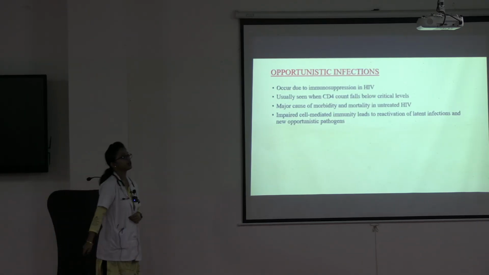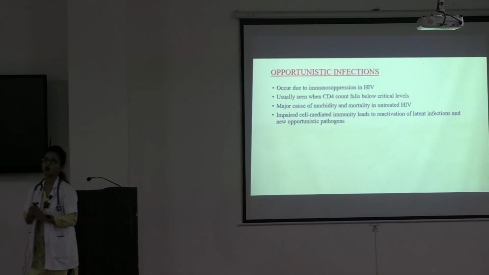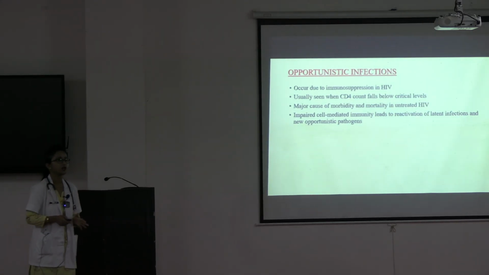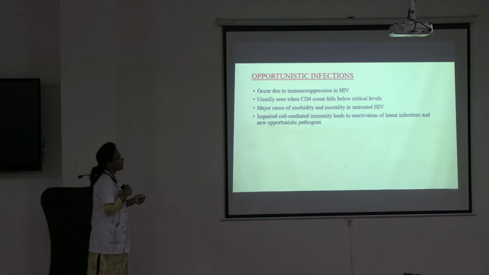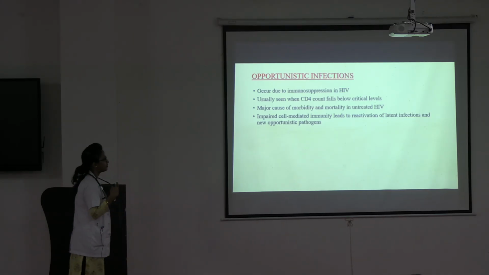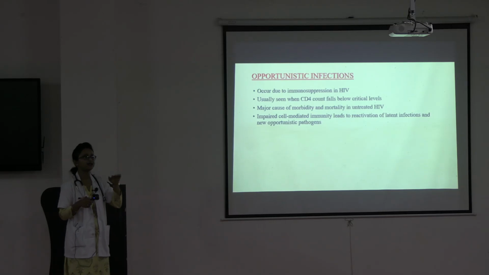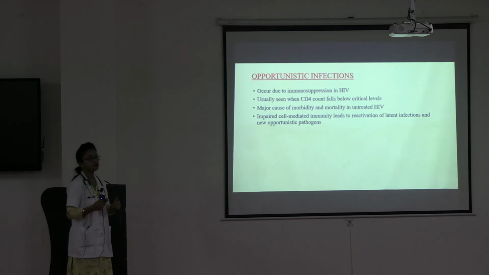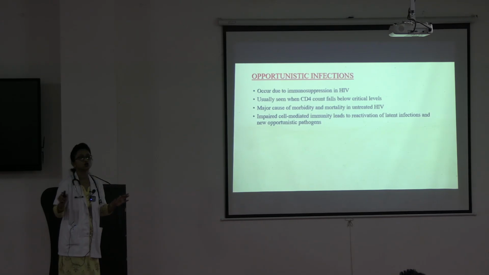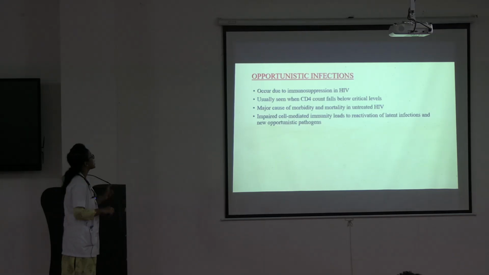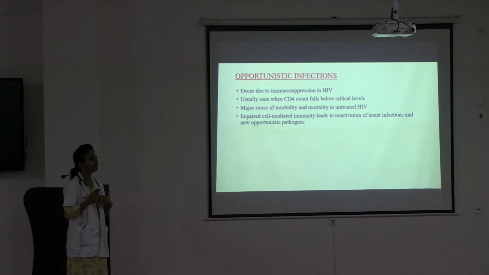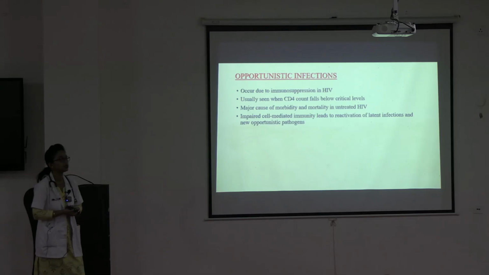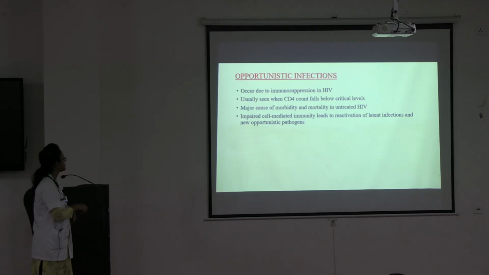Now, the HIV discussion is not over unless we talk about opportunistic infections. Normally, opportunistic infection means an infection that happens when there is immunosuppression. It occurs due to immunosuppression in HIV. It does not occur in immunocompetent individuals. Usually it occurs when the CD4 count falls below a critical level. There is impaired cell-mediated immunity that leads to reactivation of latent infection and new opportunistic pathogens.